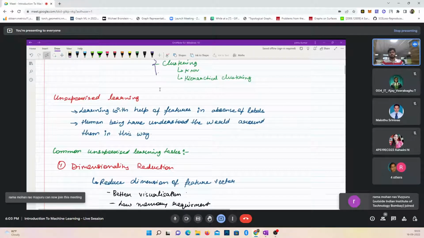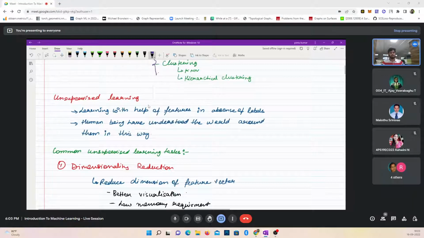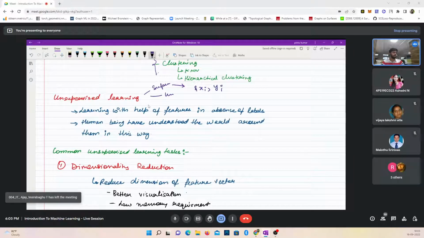So, during this course, you might have come across many machine learning algorithms. Some of them were supervised, some of them were unsupervised. Most of the focus was on the supervised part, where you had some data point xi along with its label yi. Now, in unsupervised learning, you don't have labels available. You just have the data points, and based on the pattern of the data, you want to infer something about the data.